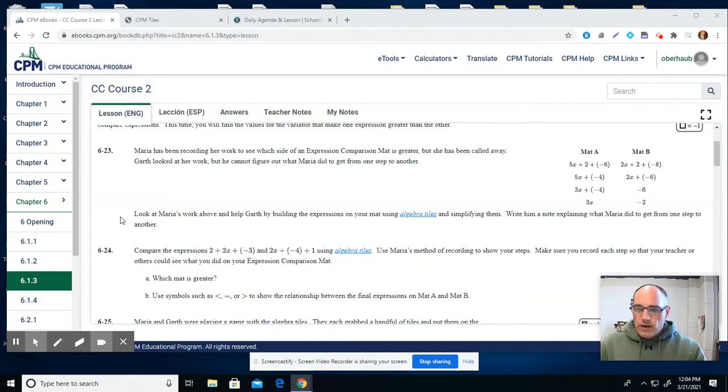Right, question 23. Maria has been recording her work to see which side of the expression comparison mat is greater, but she's been called away. Garth looked at her work, but cannot figure out what Maria did to get from one step to another.